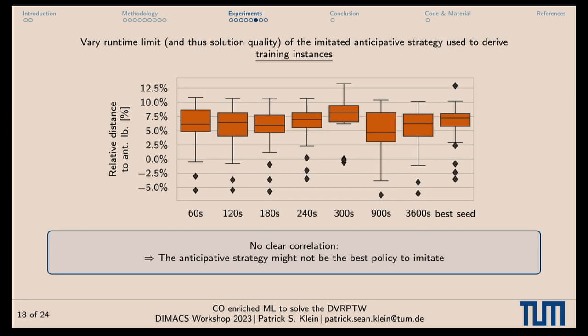Now, if we vary the runtime limit and thus the solution quality of the solutions that we attempt to imitate, by increasing the runtime that we account for the offline solution, we also get a bit of an unexpected result. What we would expect to see here is that with increasing quality of our anticipative strategy, so of the target solutions that we imitate, we should see an improvement in the performance of our MLCO pipeline as well. But this isn't the case. It's pretty much all over the place, to be honest, which indicates that the anticipative strategy may not be the best policy to imitate in this particular setting.